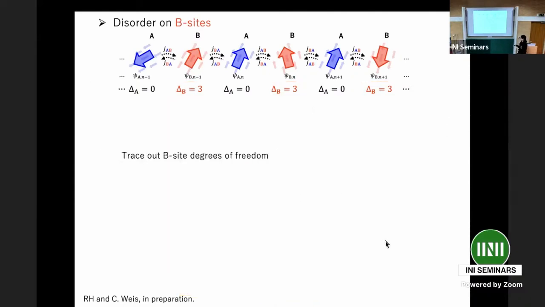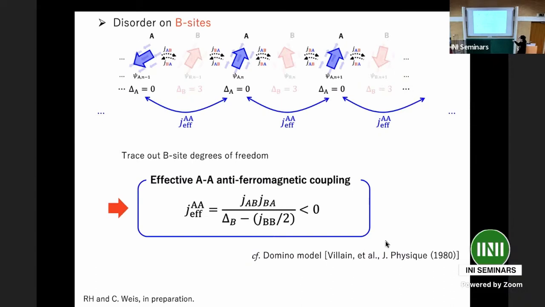This can be understood easily by tracing out the B degrees of freedom. Because the system is disordered, it damps fast, so the A order parameter can adiabatically follow the B dynamics. Therefore, I can safely trace out the B degrees of freedom, and as a result you get some effective AA coupling. This effective J_AA coupling reminds you of second-order perturbation theory, where it has a form of J_AB times J_BA over the damping rate. Because J_AB and J_BA have opposite signs, this has anti-ferromagnetic coupling.